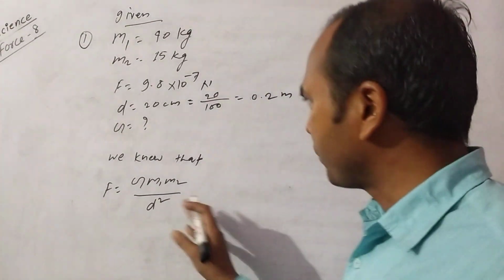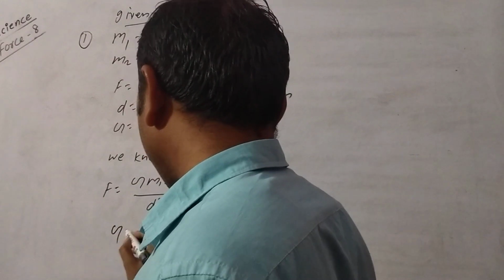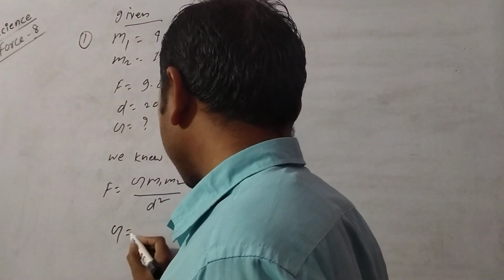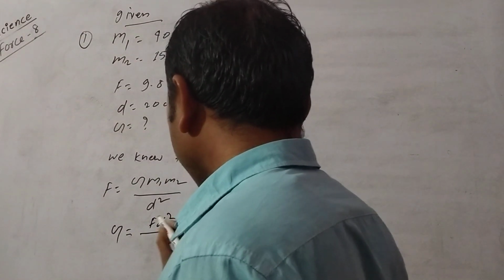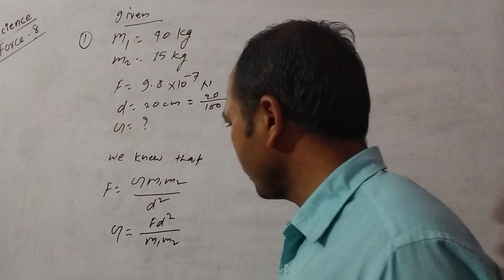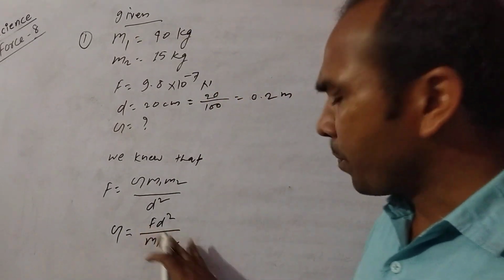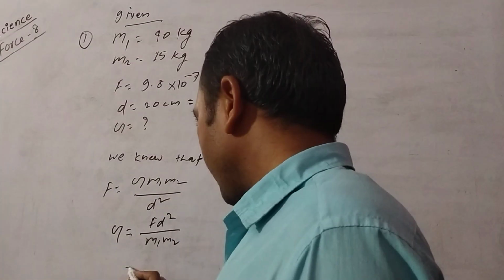F is equal to G m1 m2 by d square, and this is the main formula. From this formula we have to find the formula to calculate the universal gravitational constant, and G is equal to F d square by m1 m2.